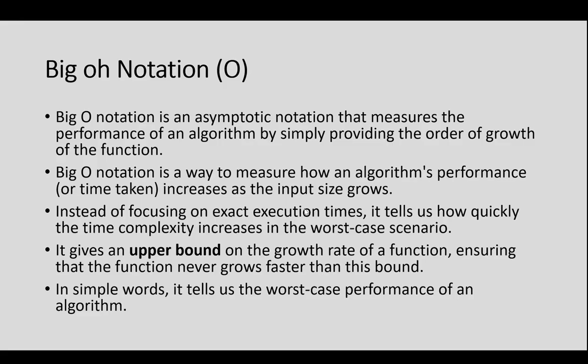Okay, so now let's see big O. It is called big O and it is written as the uppercase letter O. Big O notation is an asymptotic notation that measures the performance of an algorithm by simply providing the order of growth of a function. I have an algorithm and I have to check its performance. I have to measure it. After measuring the performance of the algorithm, I have to provide it with some notation. So that is nothing but the big O notation.